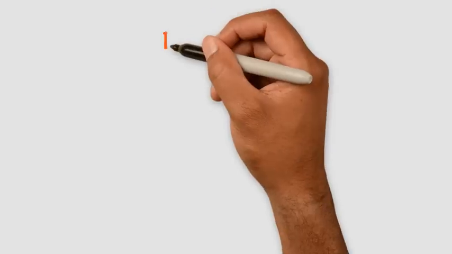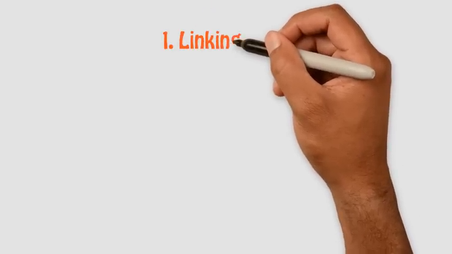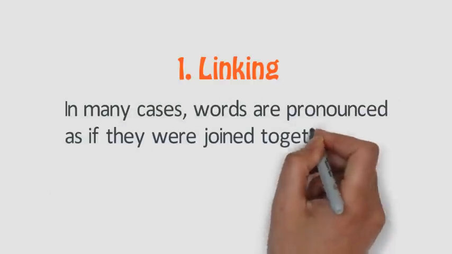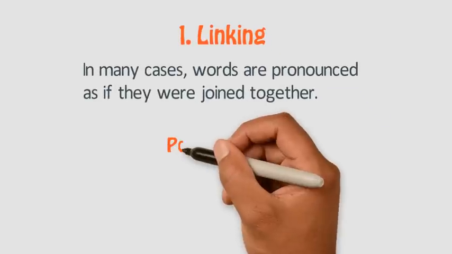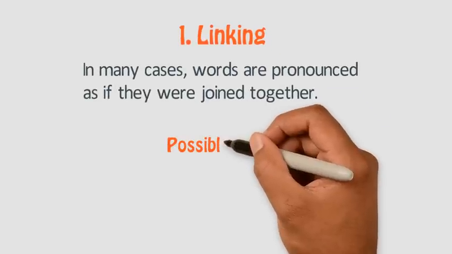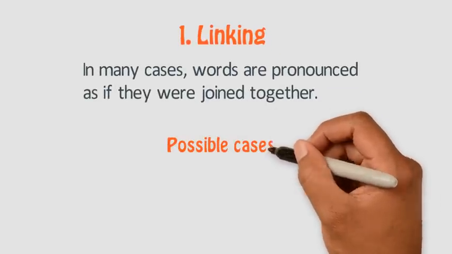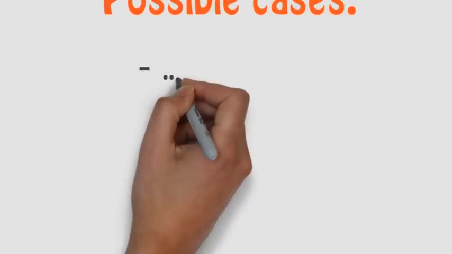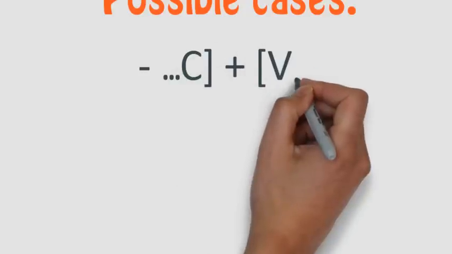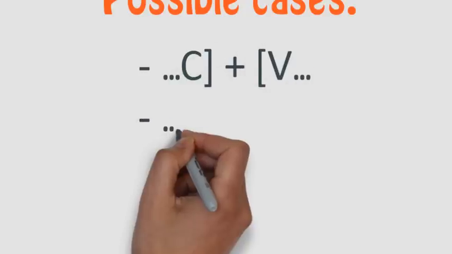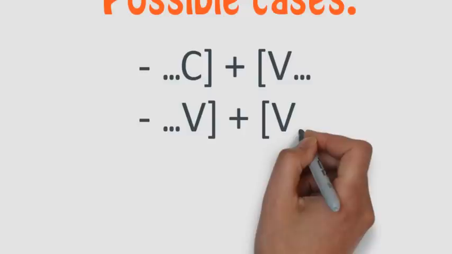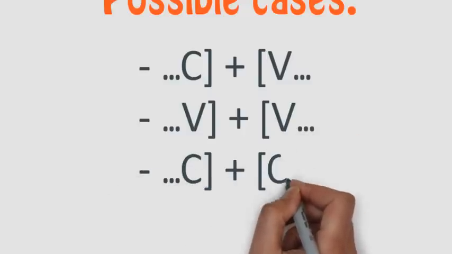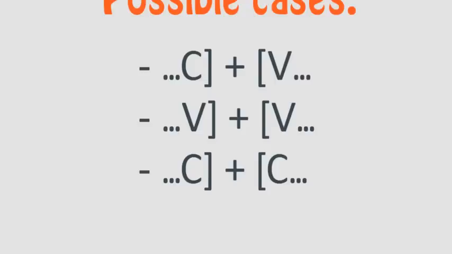Let's get started with the first feature, linking. When we link two words, they are pronounced as if they were joined together. However, depending on the type of the sound of the context, the linking will be of one type or another. Here are the three possible cases. A consonant sound at the end of a word, plus a vowel sound at the beginning of the following one. A final vowel sound plus an initial vowel sound. Or a final consonant sound plus an initial consonant sound.